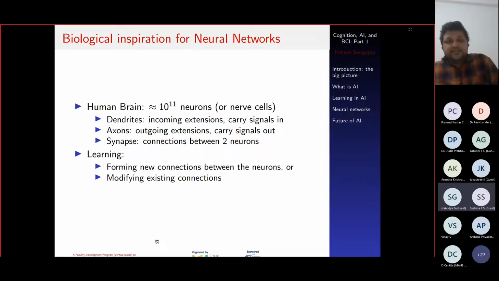And the biological inspiration comes from the fact that the human brain has about 10 to the power 11 neurons. Now, human neurons have dendrites, which carry incoming information, the signal in, and axons carry the signals out, and the synapse forms a connection between two neurons, which learn by changing the nature of those connections. New connections form, which means that you have learned something new. Even when connections separate, it means that your brain is learning something else, trying to cut out redundant connections.